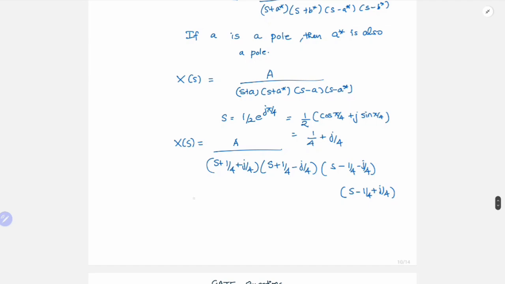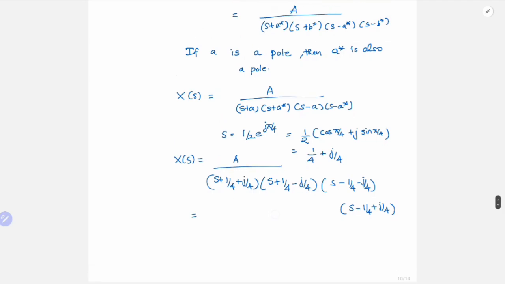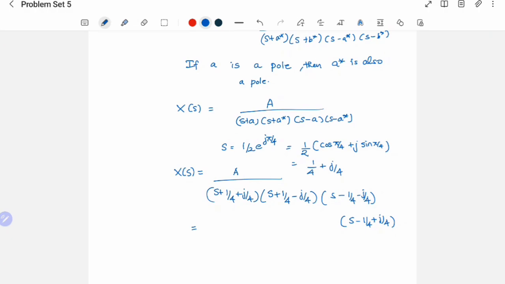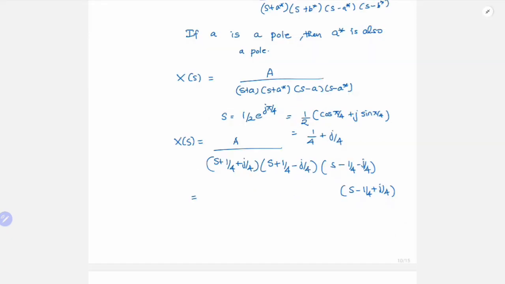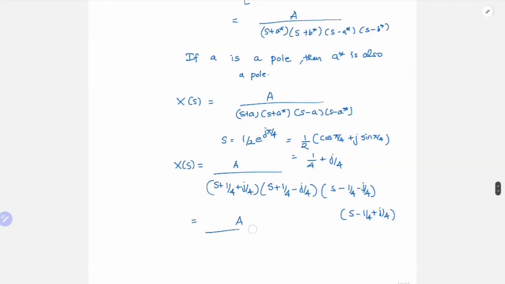So these we can combine. What will I get? I'll get A by (s plus 1 by 4) whole square plus (1 by 4) whole square, into (s minus 1 by 4) whole square plus (1 by 4) whole square.